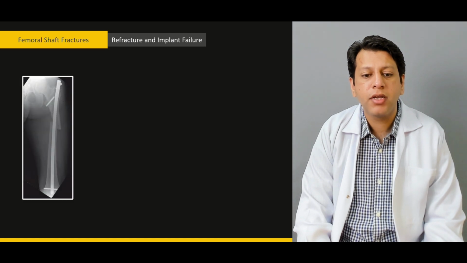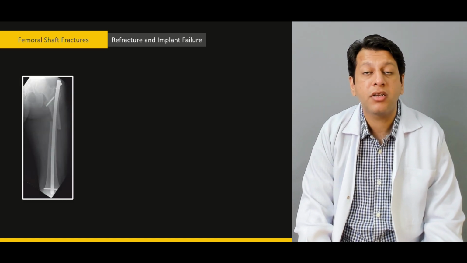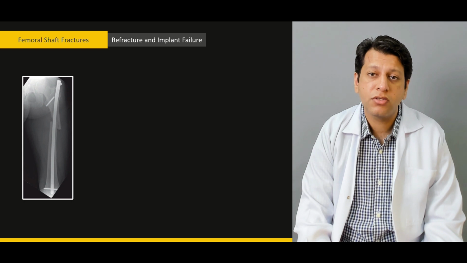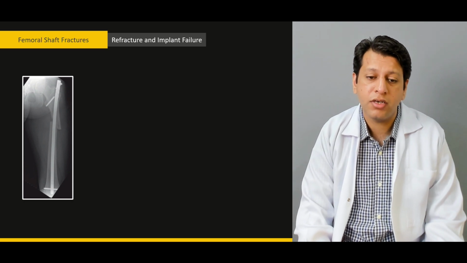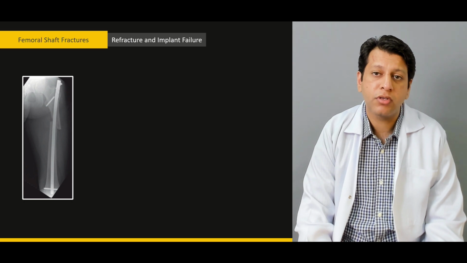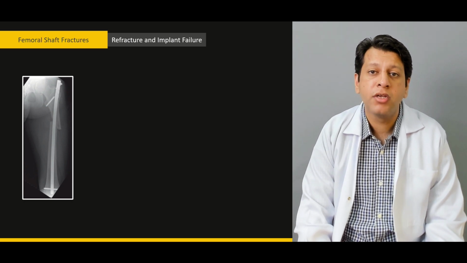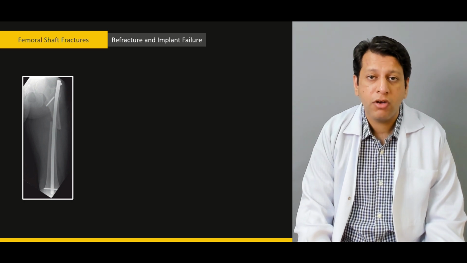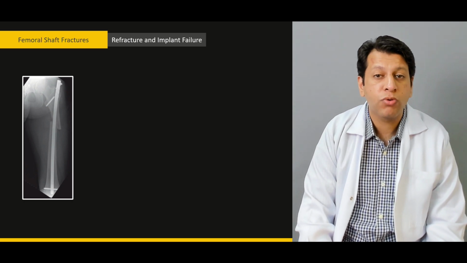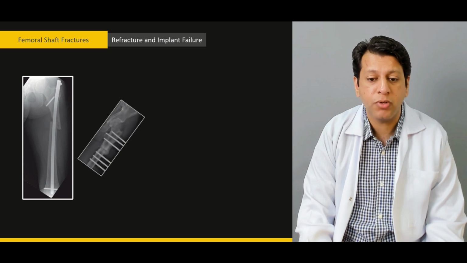Other complications may include refracture and implant failure, and this is also common, especially when the fracture is not united. The nail cannot take all the weight of the body. This is very important because if the fracture does not unite in time, eventually the implant will fail, leading to either nail breakage or nail bending, or sometimes screw cutout, which is also very common.